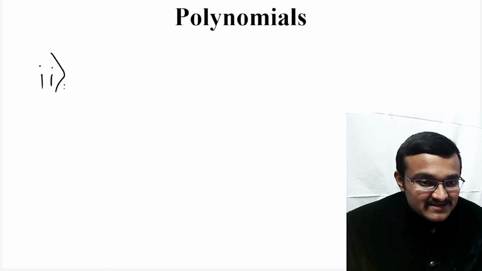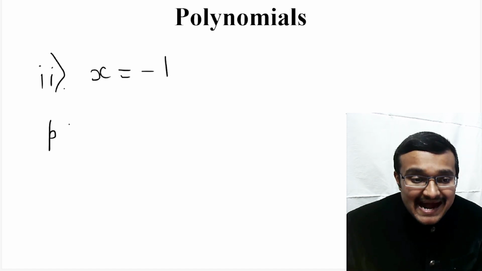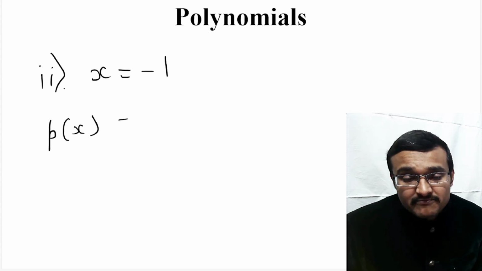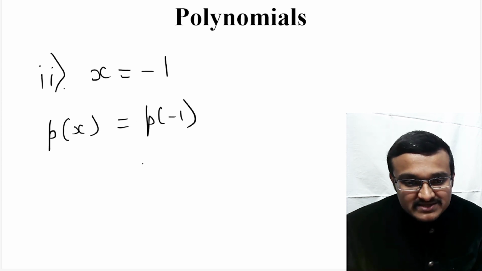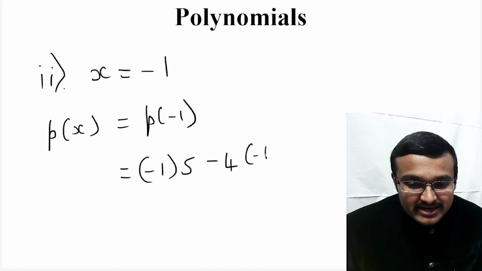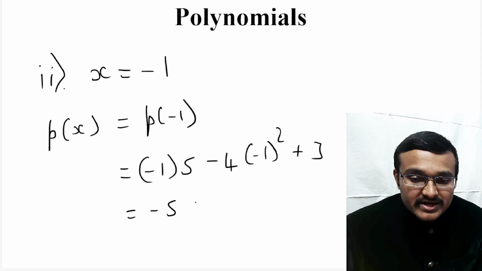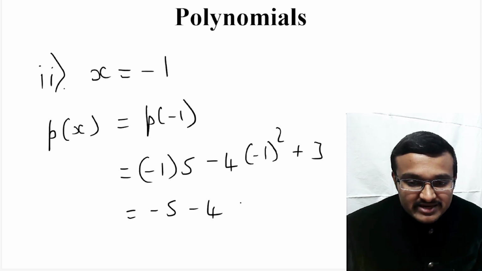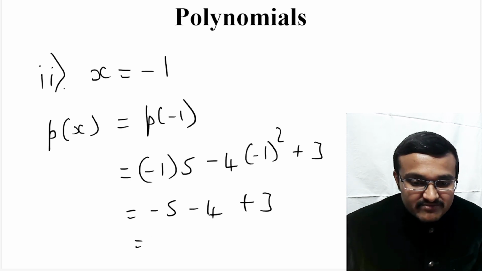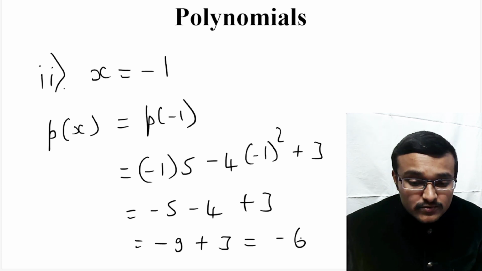Similarly, for the second part of the first question, you should take x as minus 1. At x is equal to minus 1, what will be the value of p of x? So p of minus 1 is 5 into minus 1 minus 4 into minus 1 whole square plus 3. Minus 1 into 5 is minus 5, minus 1 whole square is plus 1, and plus 1 into minus 4 is minus 4, plus 3. So minus 5 minus 4 plus 3. Minus 5 minus 4 is minus 9, plus 3. Minus 9 plus 3 is equal to minus 6.